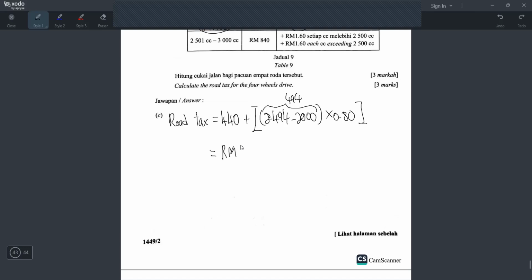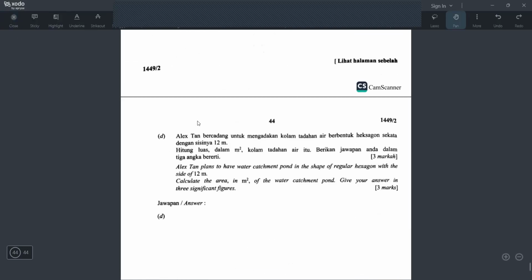And don't forget to write 835.20, not just 0.2. Okay, RM is always in 2 decimal places. It means 835 ringgit 20 cents. Okay, I think this is the last question.